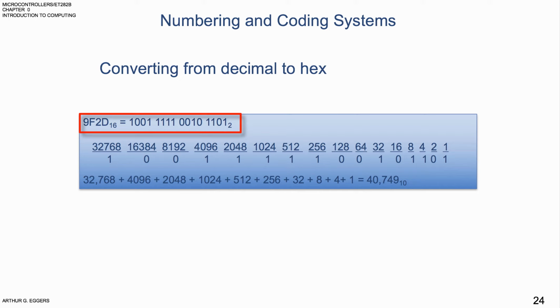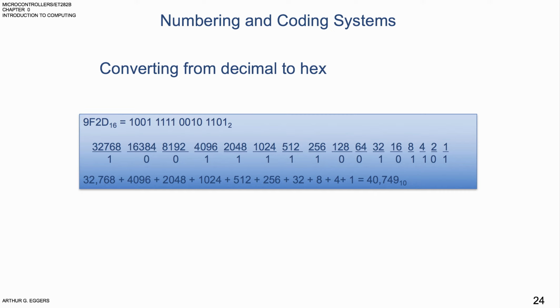Well, in this case, we have 1 unit of 32,768. We have no units of 16,384 or 8192. We have 1 unit each of 4096, 2048, 1024, 512, and 256. No units of 128 or 64. 1 unit of 32. No units of 16. 1 unit each of 8 and 4. No units of 2, and 1 unit of 1.